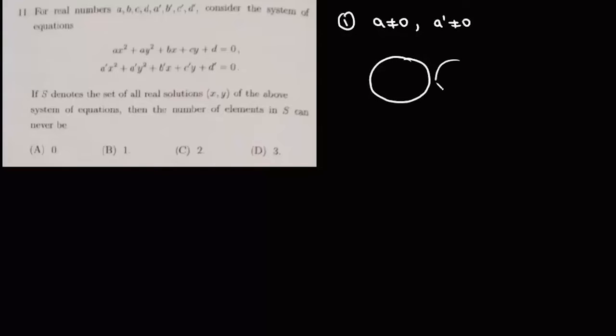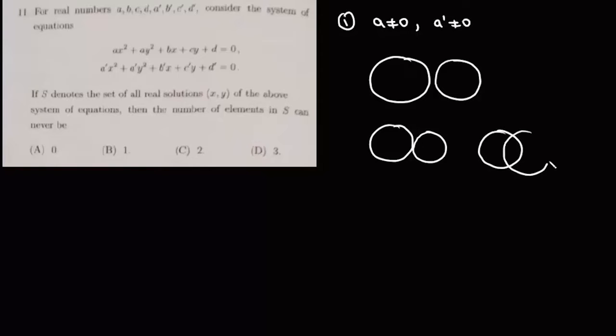Now in question number 11, it says, for real numbers a, b, c, d, a dash, b dash, c dash, and d dash, consider the system of equations. Now we'll consider some cases. Case 1, if a is unequal to 0 and a dash is also unequal to 0, then basically these two equations represent two circles. Now two circles can have no point of intersection, or they can have one point of intersection, or they can have maximum 2 points of intersection. So it could be 0, 1 or 2.